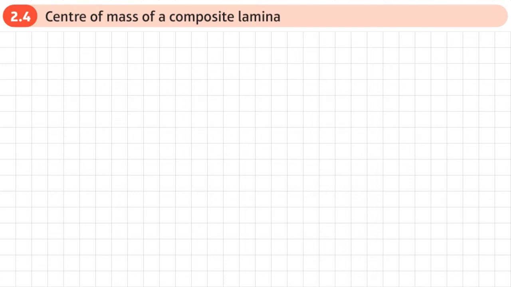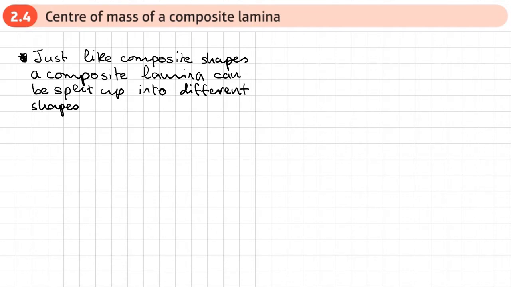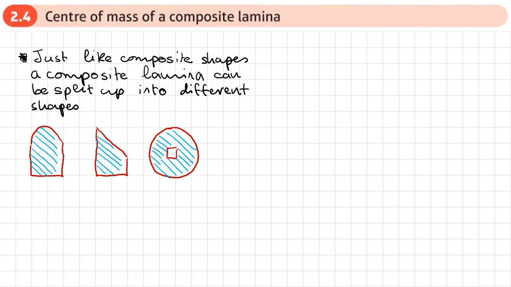This is the fourth section of chapter 2, which is centers of mass of plane figures, and this section is about how we can find the center of mass of a composite lamina. So first of all, just like composite shapes, a composite lamina can be split up into different shapes. So here are some examples.